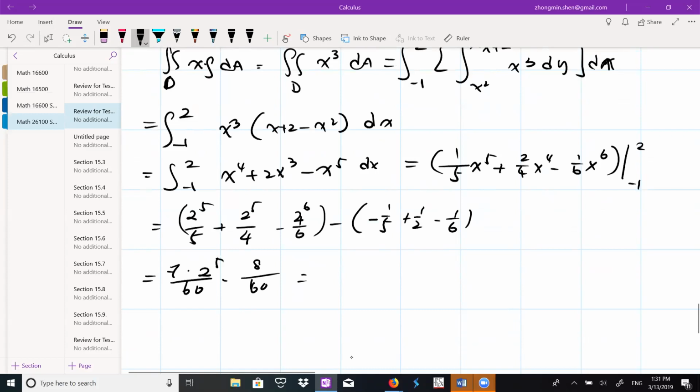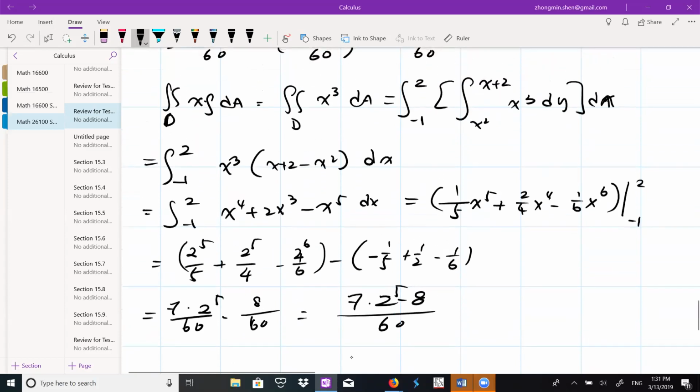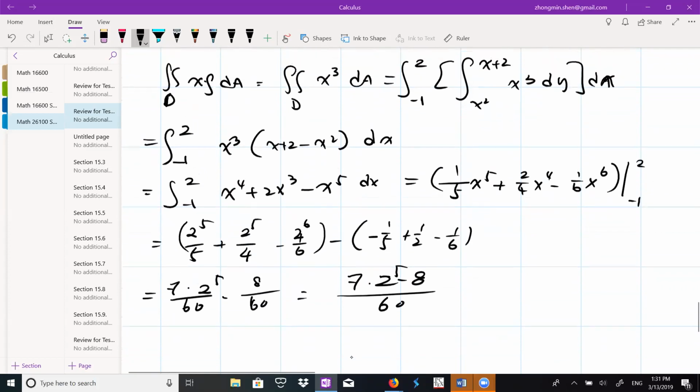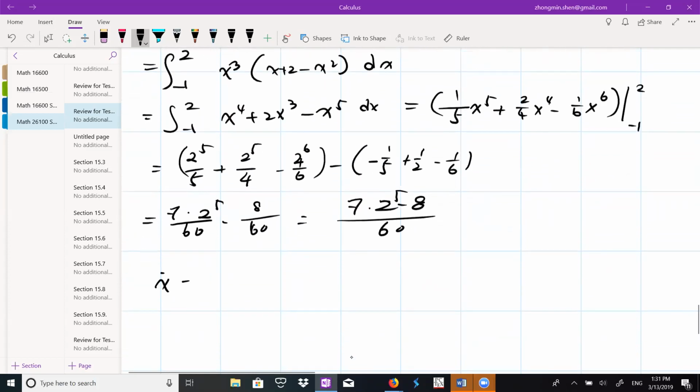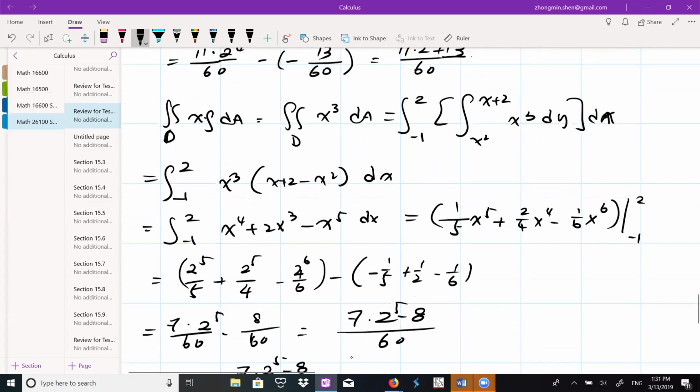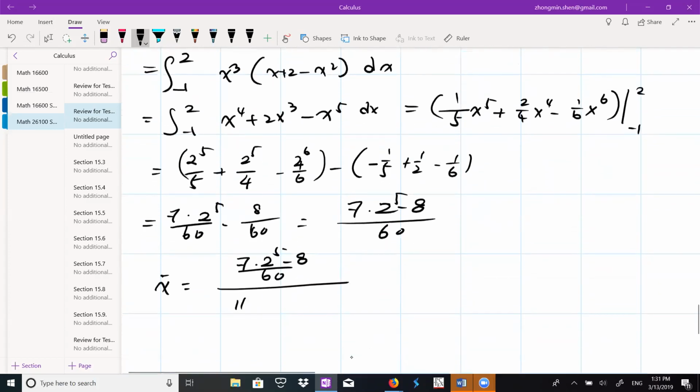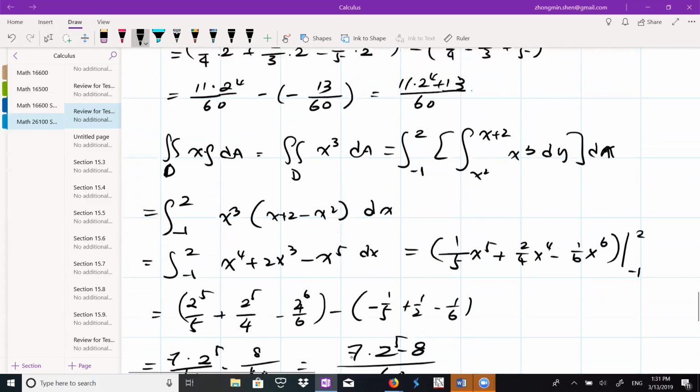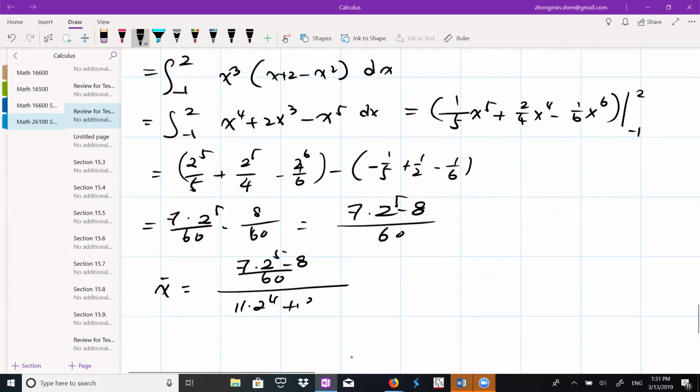Okay, yeah. So I have to combine them. Okay, so there's a common denominator, right? So x bar is just a ratio of these two numbers. Okay, this will be 7 times 2 to the fifth minus 8 divided by 60. And another one, I should carefully choose a number, yeah. So another one is 2 to the fourth, and plus 13. Okay, 60 cancels out.